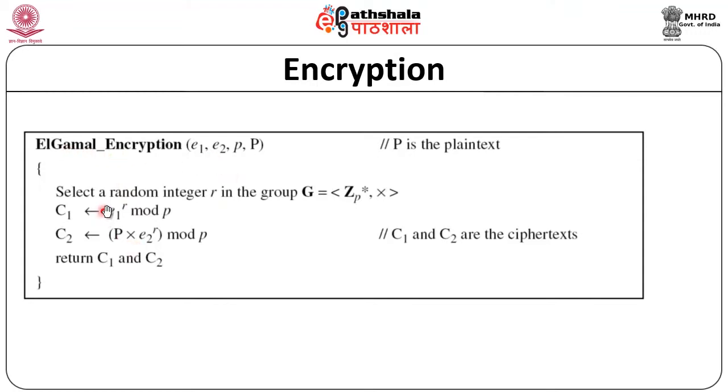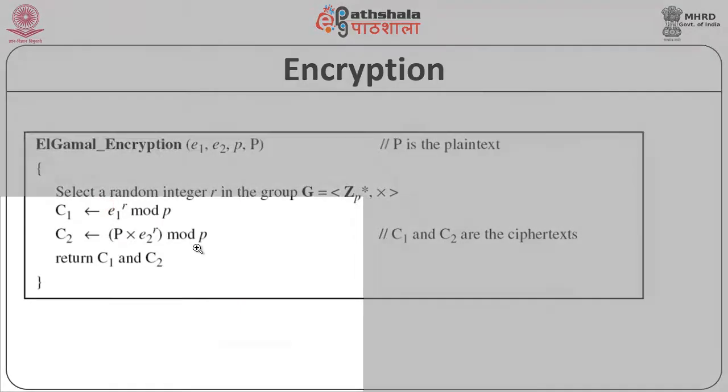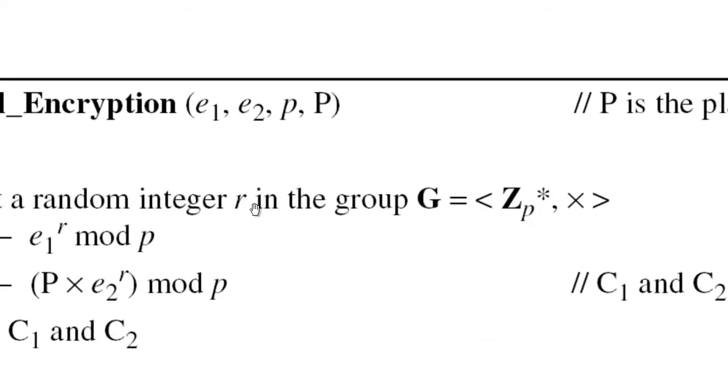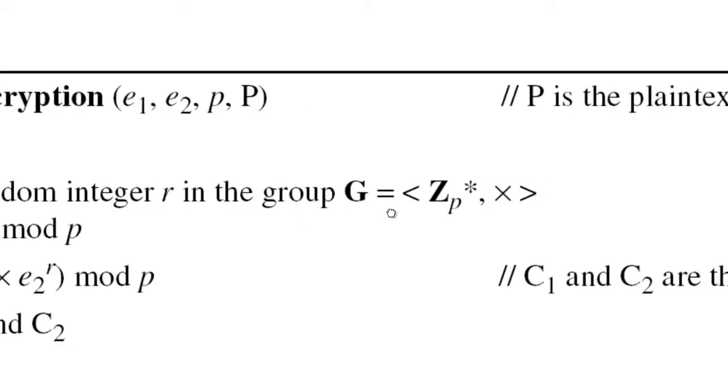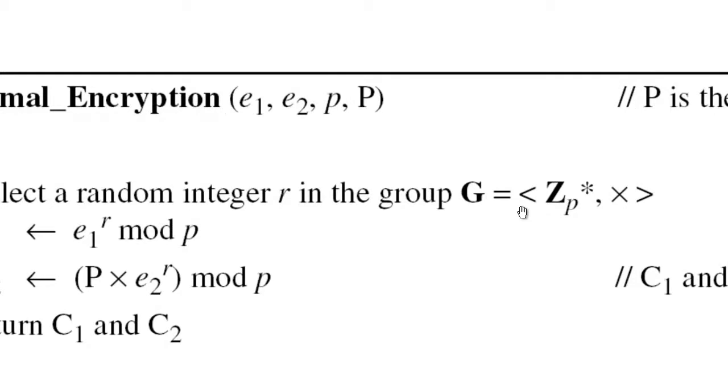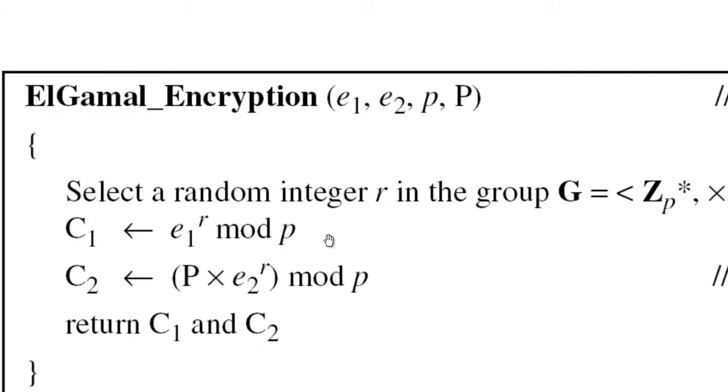As for the encryption, there is one additional step, which is a random integer. This random integer in the group is used for generating the C1. So Bob is sending E1 and E2, Alice needs to generate C1 with the help of E1 by choosing a random integer R in the particular group already agreed between Alice and Bob.